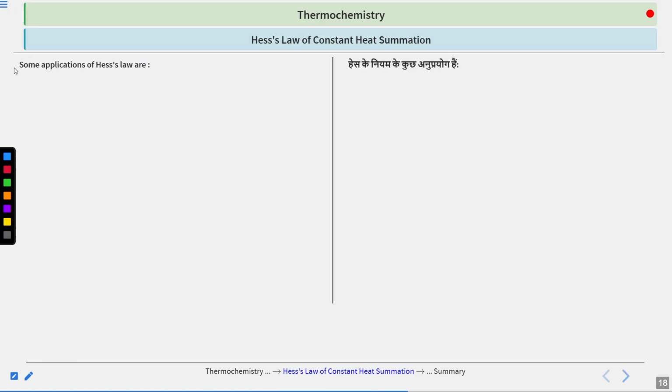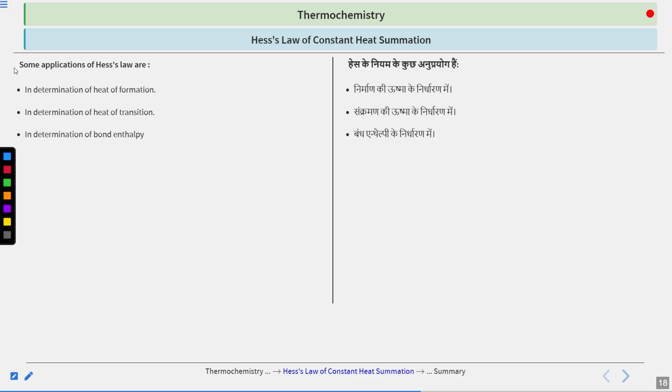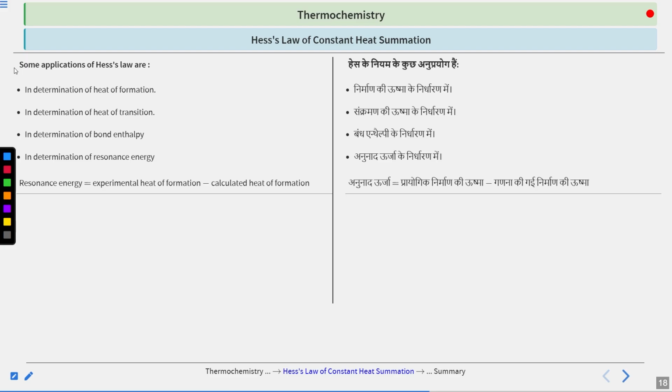Next we have applications of Hess's law. It is used to calculate various enthalpies of reaction, such as enthalpy of formation and enthalpy of transition, and for determination of bond energy and determination of resonance energy. And what is resonance energy? It is basically the experimental heat of formation minus the calculated heat of formation. We'll study more about it in later classes.